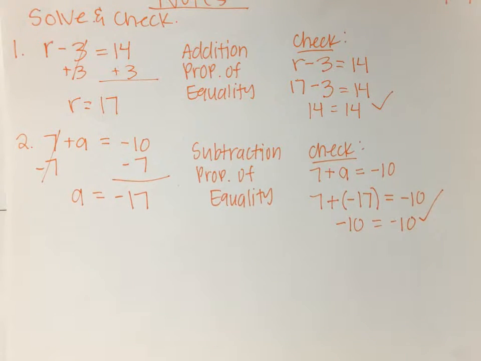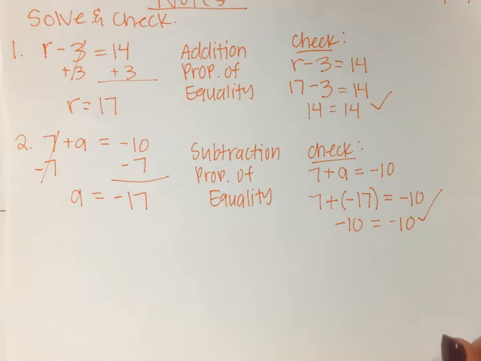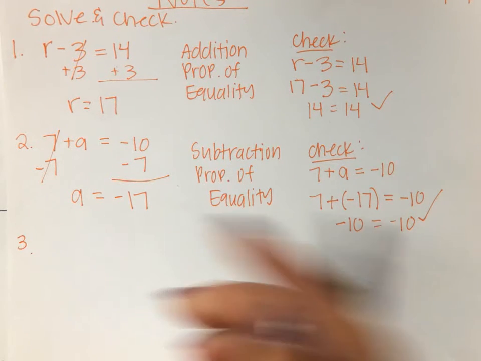Do you have to put negative 10 on the key? It has to be negative, right? Because my equation was negative 10. Because negative 10 is a totally different number than positive 10. Any questions?